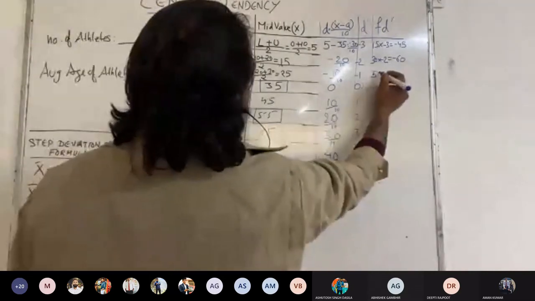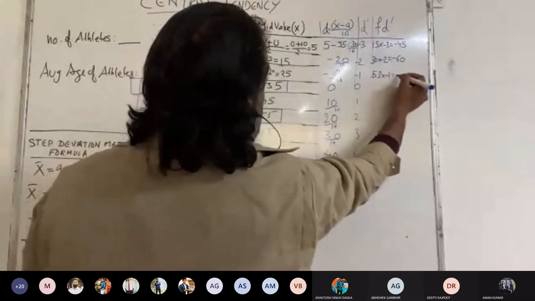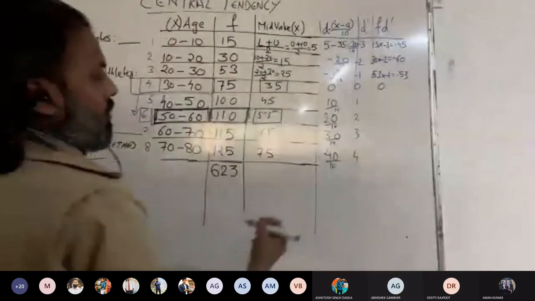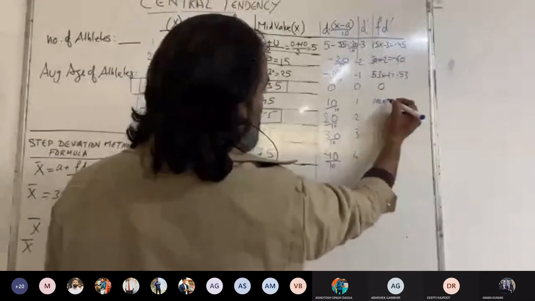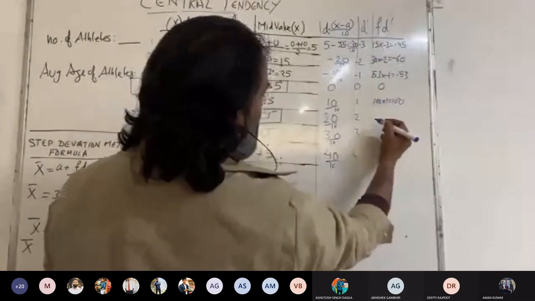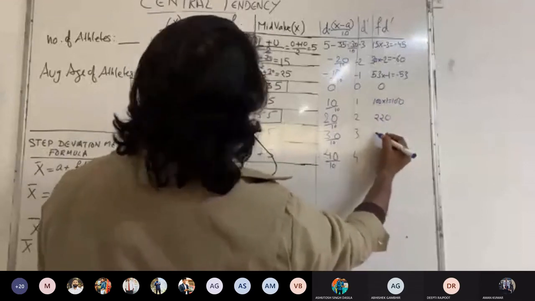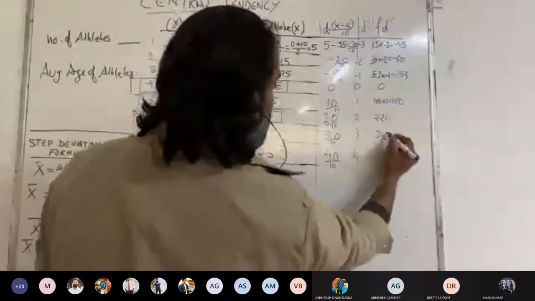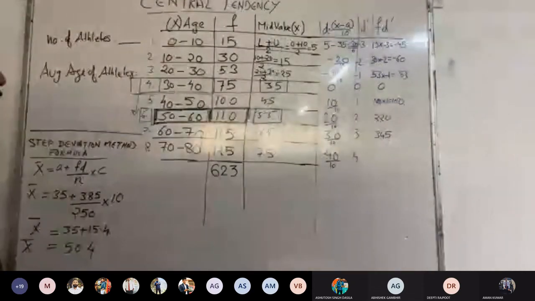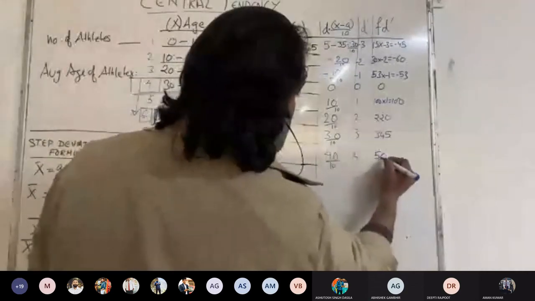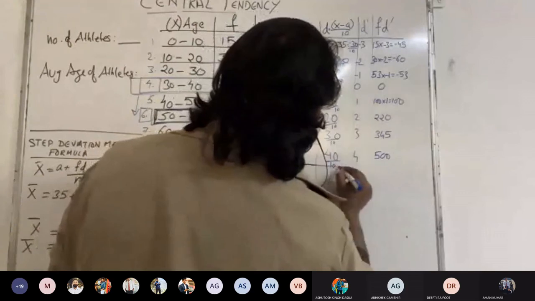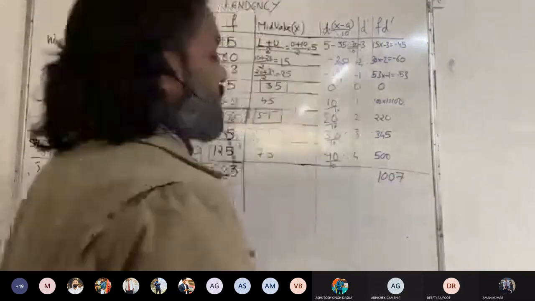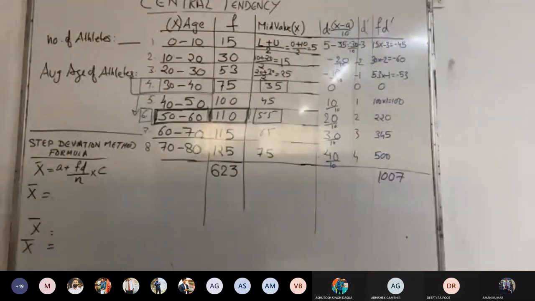The third one is 53 into minus 1, minus 53. Then 0. Then 100 into 1 is 100. Then 220, 345, and then 500. Yes. So what is the sum total? See, this is how, when you continuously play with the numbers, you start finding there is something off.